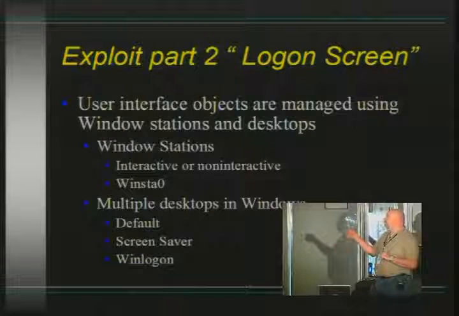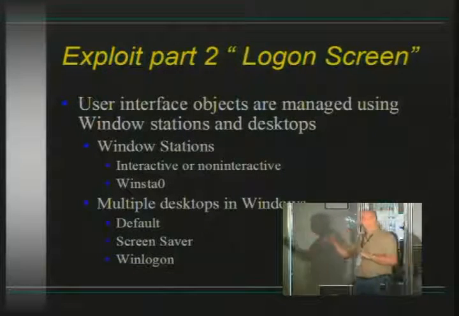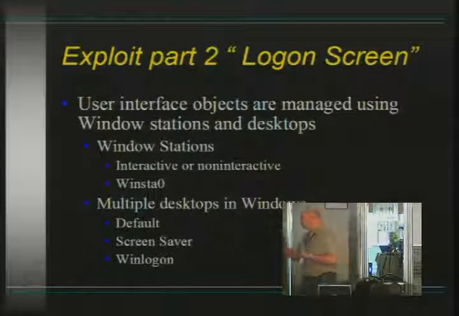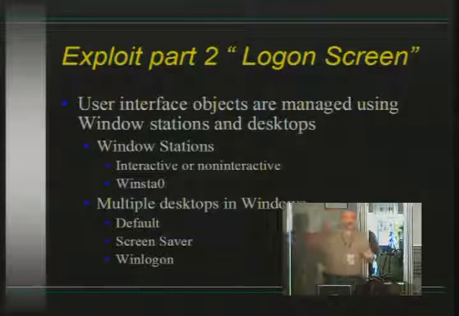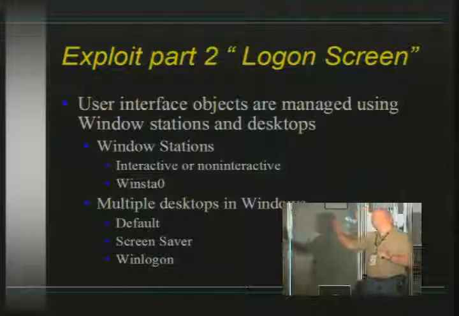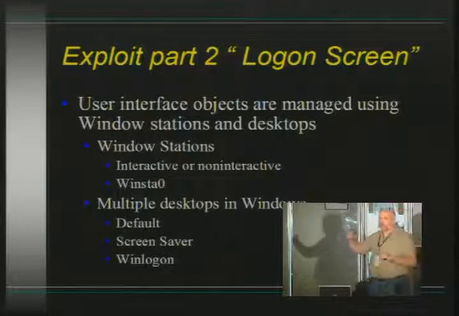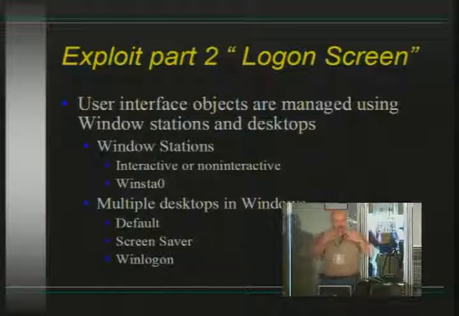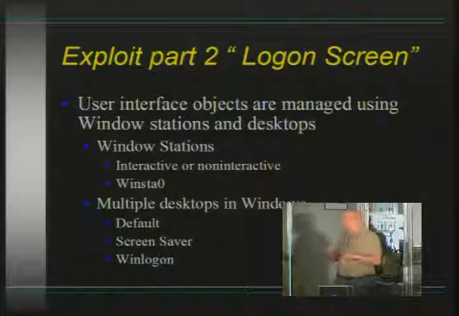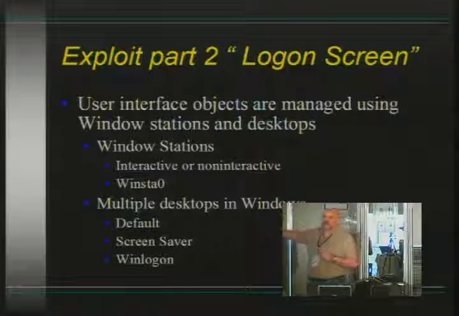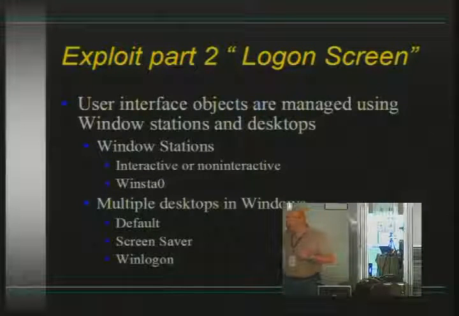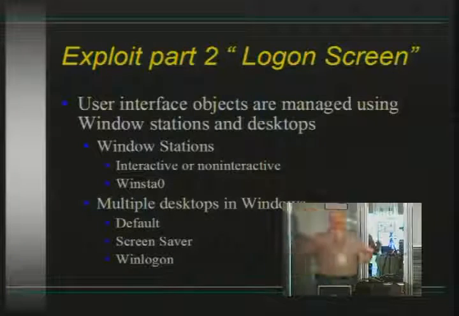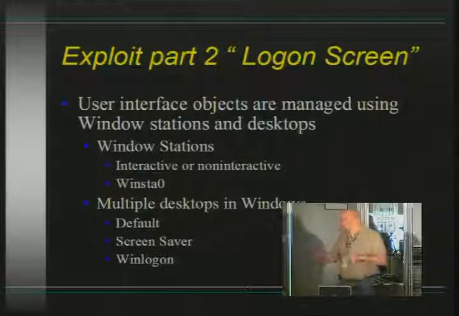User interface objects are managed using Windows stations and desktops. Basically, Windows stations come in two flavors, interactive and non-interactive. And in a program, to define an interactive station, something that the user can interface with on a desktop, you have to define it with an application to run under WinSta0. That is the only interactive functionality.